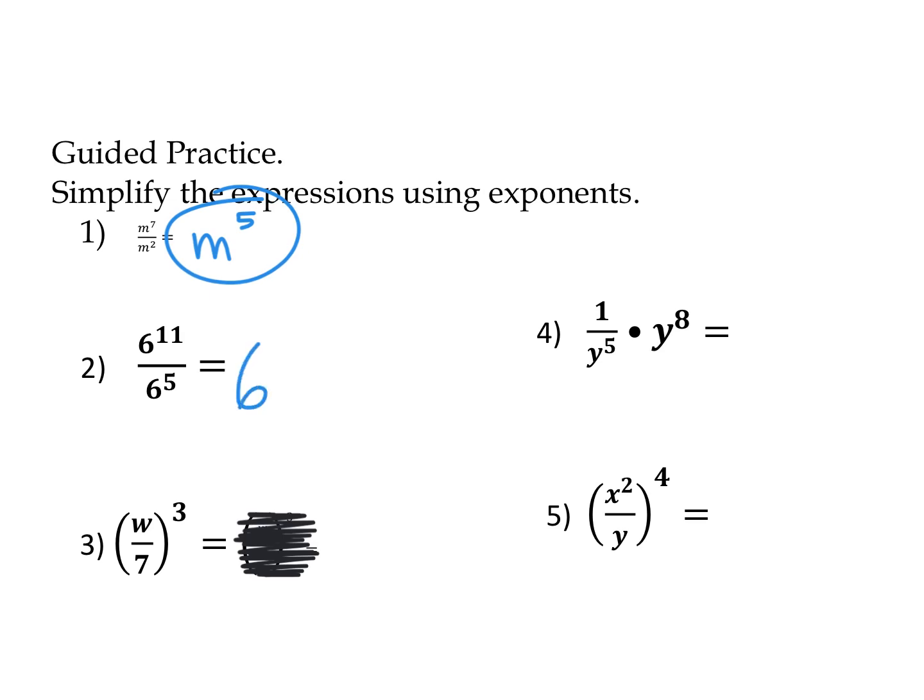Next up we have 6 to the 11th over 6 to the fifth. That would be 6 to the 6th. And we're just going to leave it like that for now. We could express that and evaluate it as whatever 6 times itself 6 times is, but for now we're going to leave it using exponents.